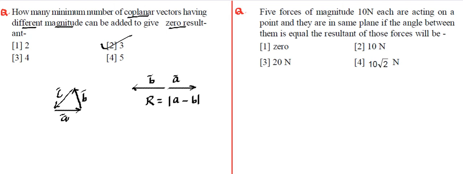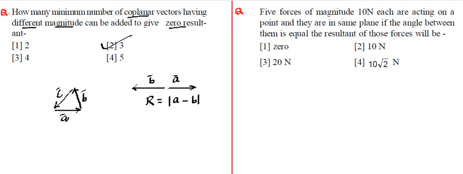Now if the word coplanar is not used, or non-coplanar is also allowed, then in case of non-coplanar we need at least 4 vectors, because these 3 vectors are coplanar, and if we draw vector C outwards, then we need to join the head of this C with the tail of A, so we require one more vector, right? So for coplanar we require at least 3 vectors to make their sum 0 if the magnitudes are different. And if the magnitudes are identical, then two vectors will add up to 0 resultant. Making sense?